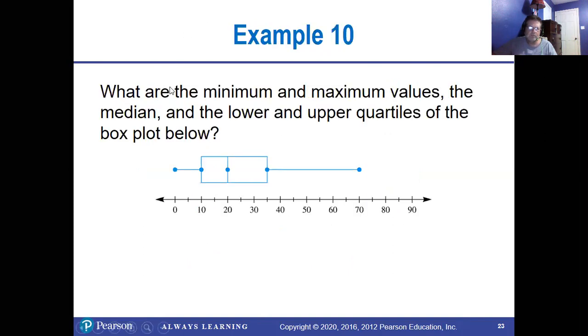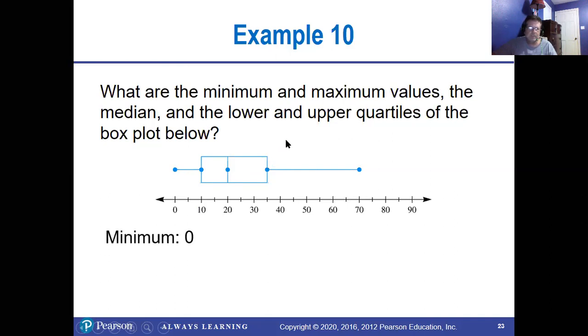Okay, so it says where is the minimum and the maximum values? Well, the maximum is going to be out here at 70. The minimum is going to be at 0. The first quartile would be the first dot. The median is the second dot inside the box. And the third dot is where the third quartile is.